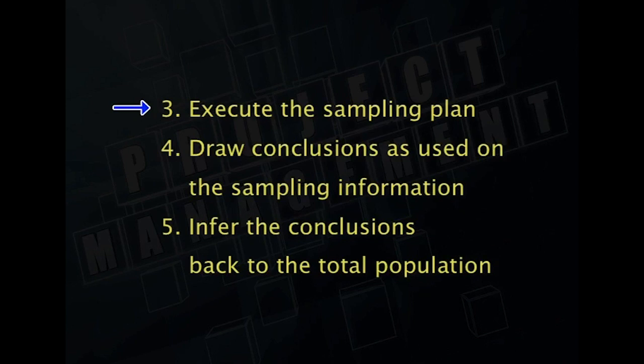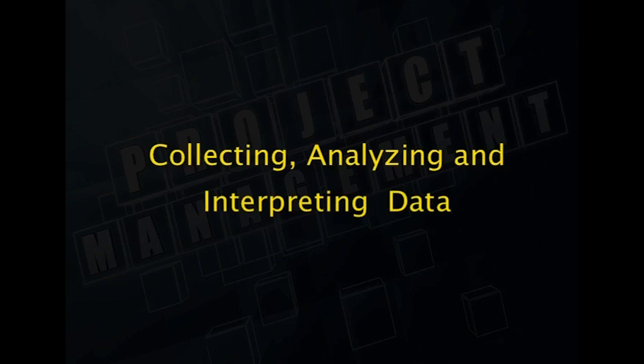Third, execute the sampling plan. Fourth, draw conclusions based on the sampling information. Fifth, infer the conclusions back to the total population. The next step is collecting, analyzing and interpreting the data. Various kinds of data analysis exist for both quantitative and qualitative data.